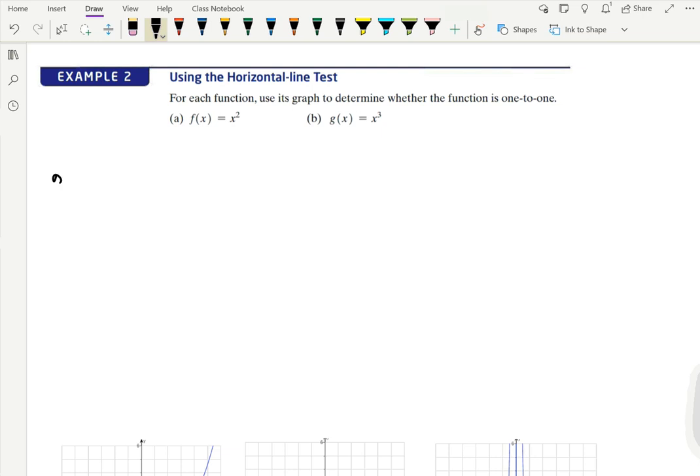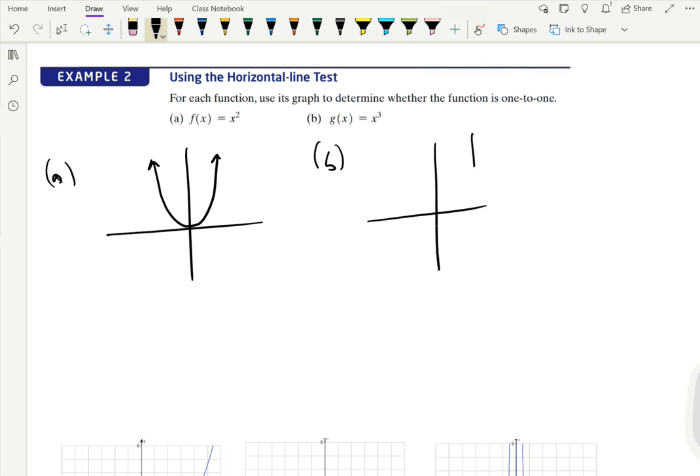So what we have is our basic graphs. If we have x squared, well, we know our basic graph of x squared. That's the U shape, and it does this shape. Okay, and then on letter B, we're going to have x cubed, and x cubed then looks like this. So I kind of missed my 0 in there, so let me come back, see if I can make that a little bit better. There we go, slightly nicer.